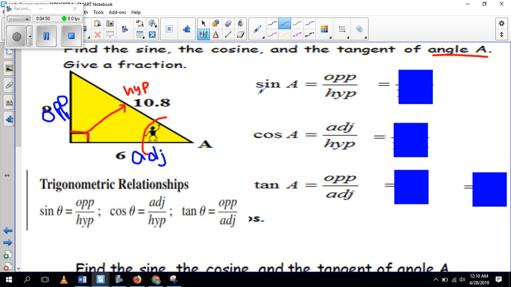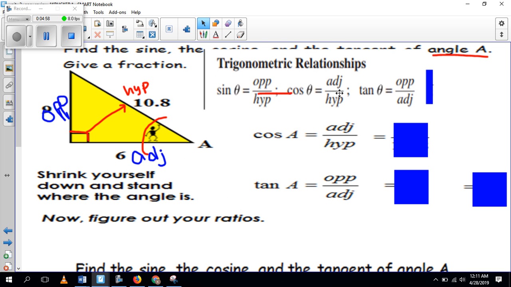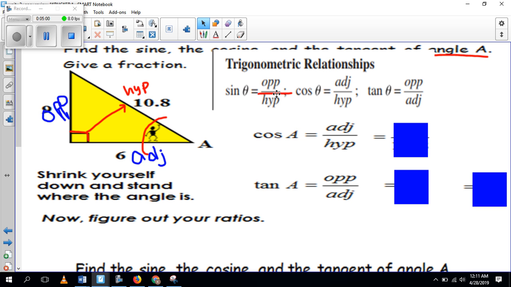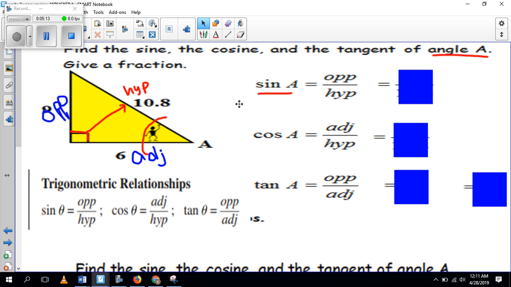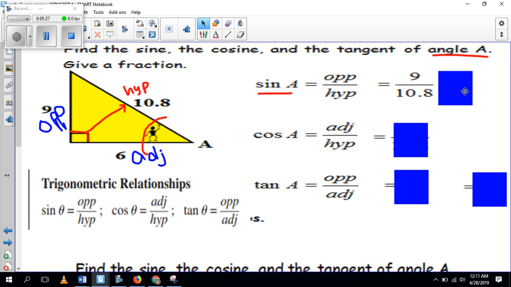It tells us to find the sine of angle A. On our formula sheet, we would find the one that gives us sine. Remember, this little egg-like shape means angle. So the sine of the angle equals opposite divided by hypotenuse. That's the one we're using. So all we have to do is look at what number we have for opposite and which for hypotenuse. Opposite is the 9 over here, so it should be 9 over 10.8.